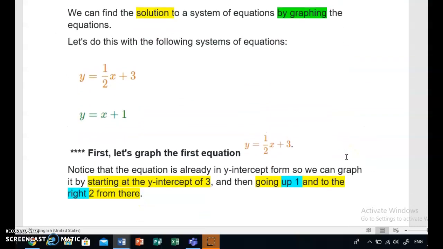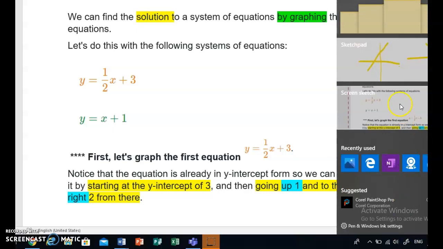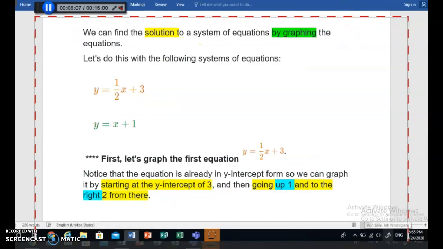Now we're going to find out how we can find the solution by graphing. We can find the solution of a system of equations by graphing. First of all, we have two equations. First, let's graph the first equation. When we look at the first equation, what is the y-intercept over here?